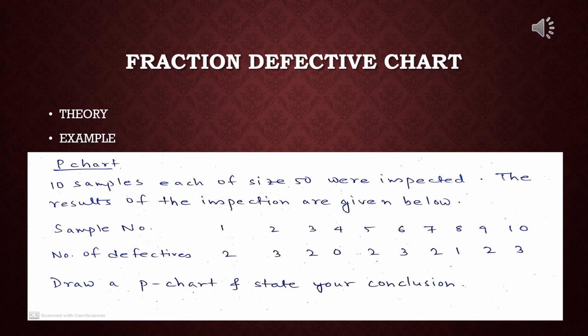So kindly go back and check out what are the formulas that we have been talking about. Taking an example now of the fraction defective chart here, 10 samples of each size 50 have been inspected by an organization. The results of the inspection are given below. We can find out the sample numbers, 1 to 10, and the number of defects that are there. We need to draw a P chart and we have to state our conclusion.